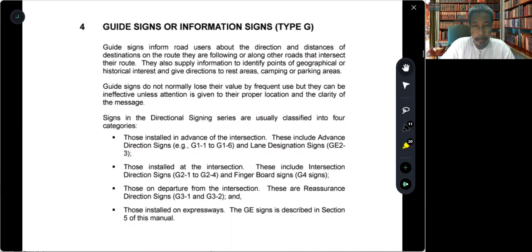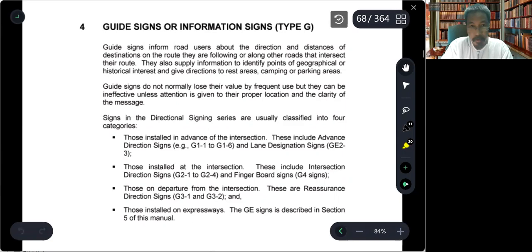In this video, let us continue with the standard for road signs and markings. So let us now discuss the next set of signs: guide signs, or information signs. Previously, we already talked about the R type and the W type. So this time, guide signs or information signs are type G.